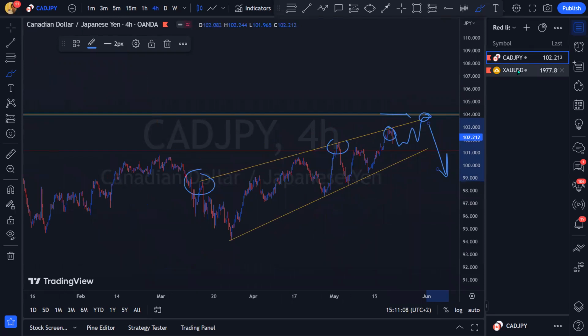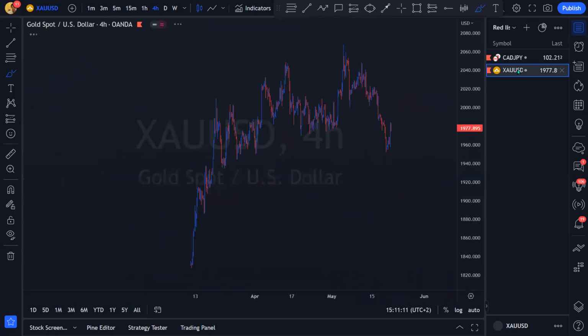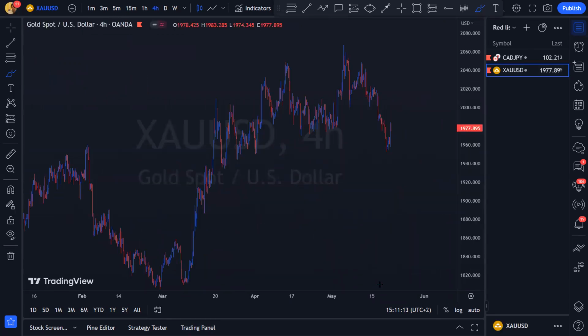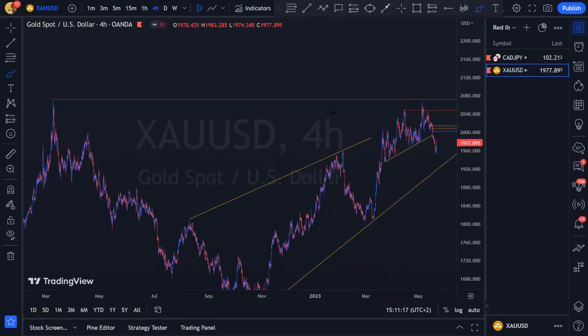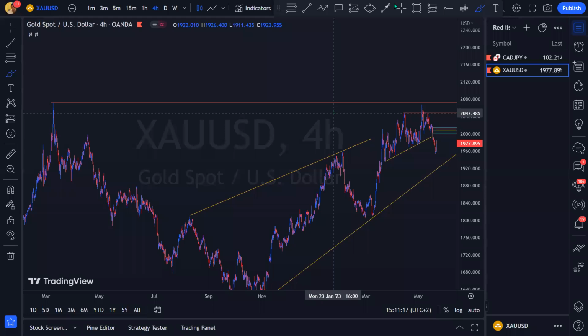Otherwise, let's discuss gold and then we'll move on to our set list of pairs. So on gold, I'm also a little bit sell biased, guys. I'm also a little bit sell biased. Just taking into account context, what kind of decisions can I make? Where are the probabilities? Where's the RR?